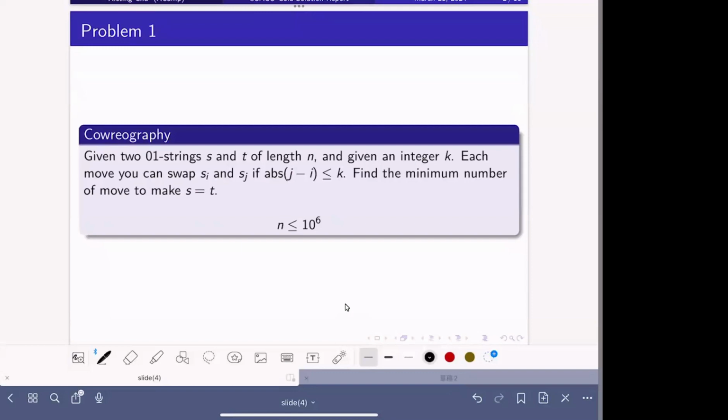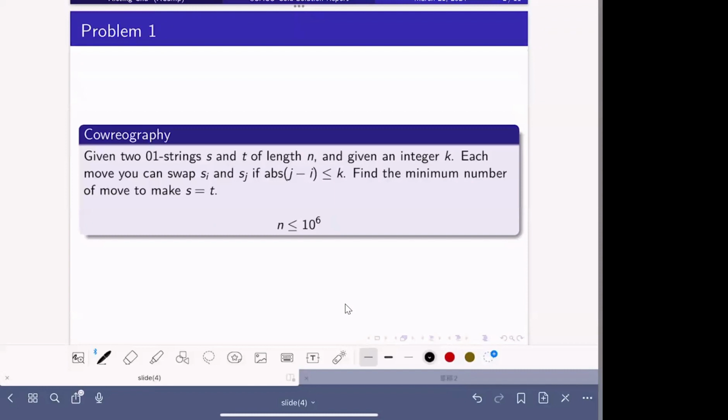So let's first talk about the first problem. This problem gives you two strings S and T, both 0-1 strings of length n, and an integer k. In each move you can swap S_i and S_j if the distance between i and j is at most k. Now you need to find the minimum number of moves to make S equal to T.